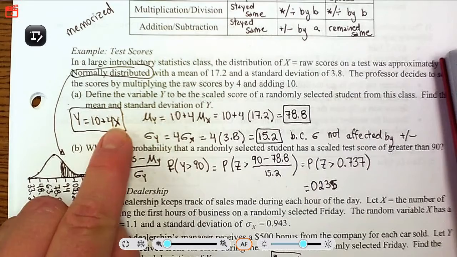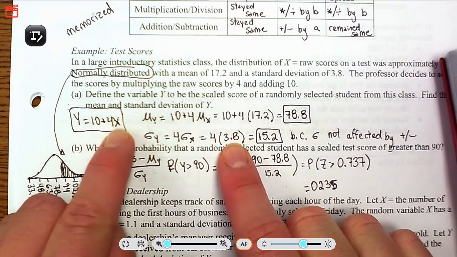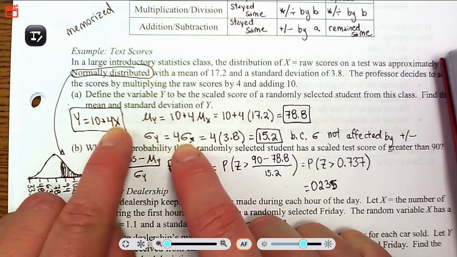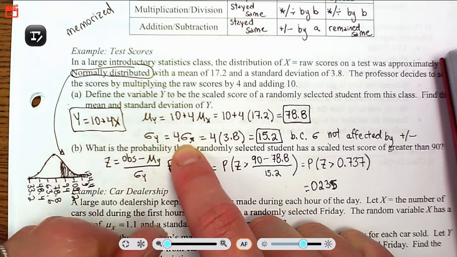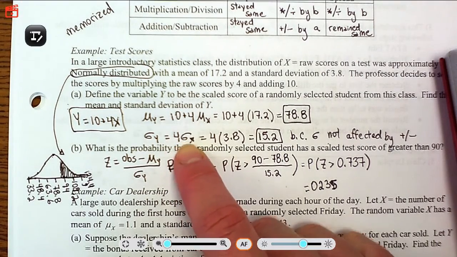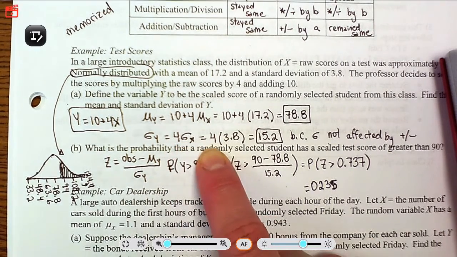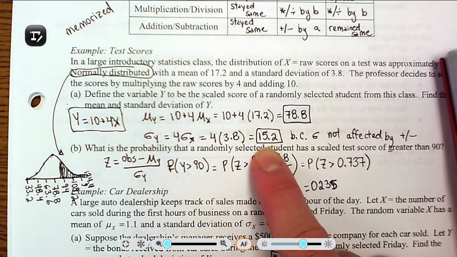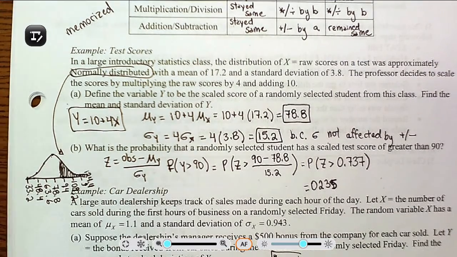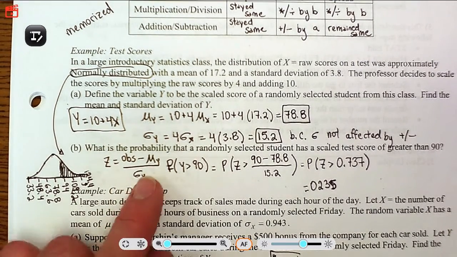So I need to make sure that when I put spread in the input spot, in the x, that I only do the multiplication, that I skip the addition step. So 4 times Sx, or sigma x, is 4 times 3.8, which is 15.2, because sigma is not affected by addition or subtraction. What is the probability that a randomly selected student has a scaled test score greater than 90?